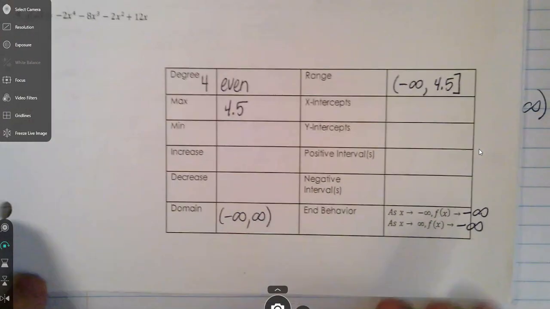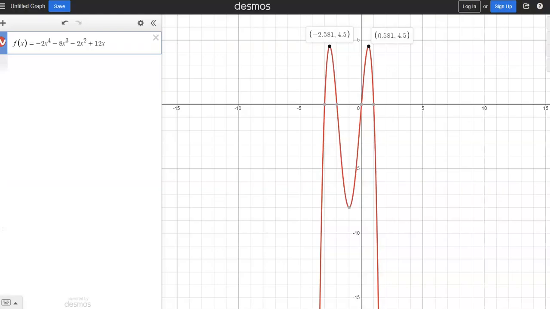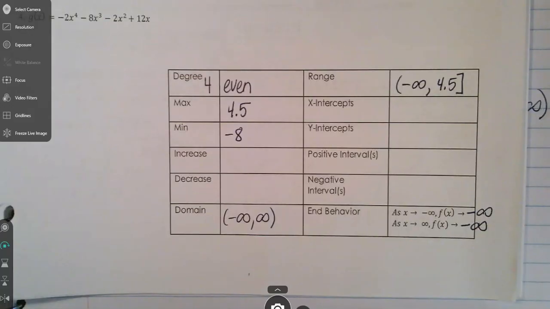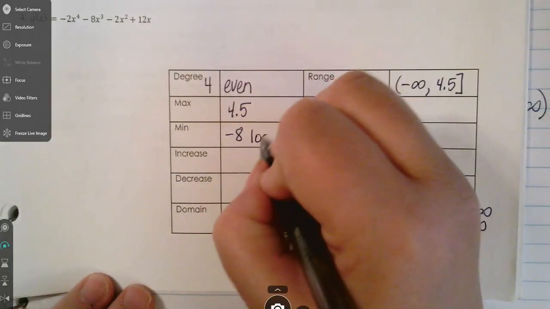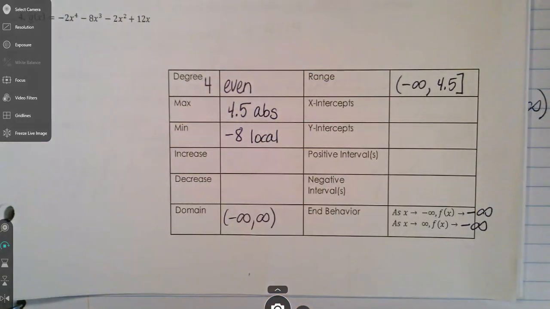All right, so next up, do we have any minima? Well, yeah, we've got a local minimum right here. The local minimum is -8. And by the way, I'm going to go ahead and specify on my page that the -8 is a local minimum or relative, but this is an absolute maximum.